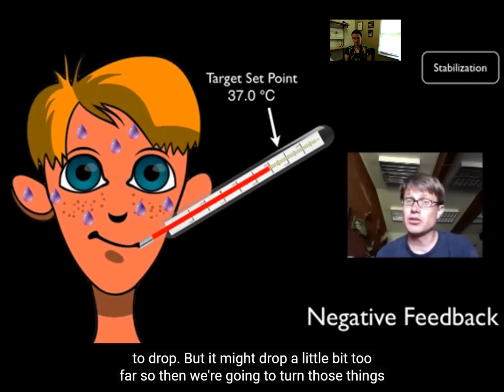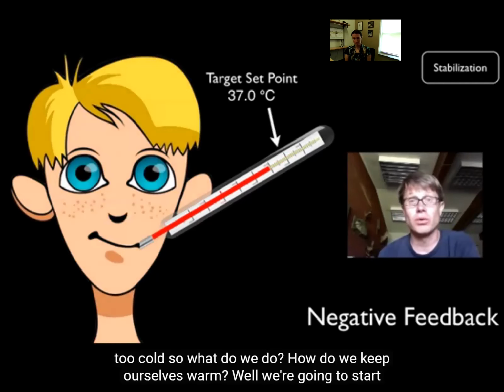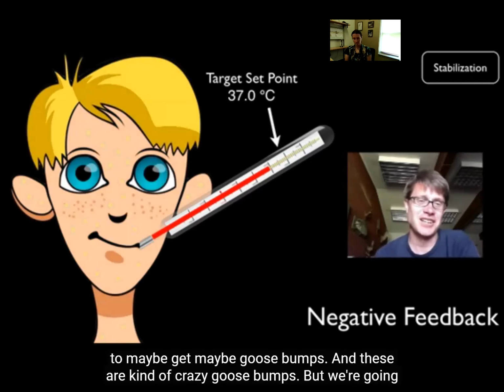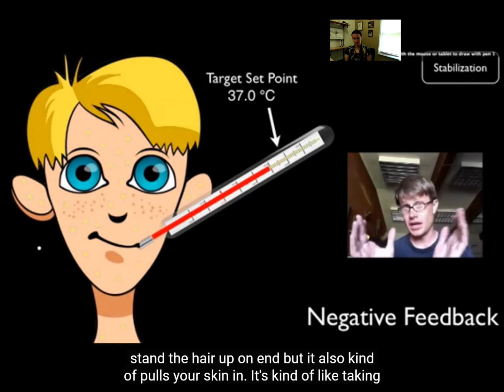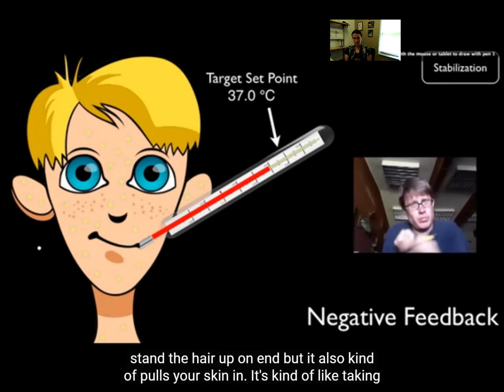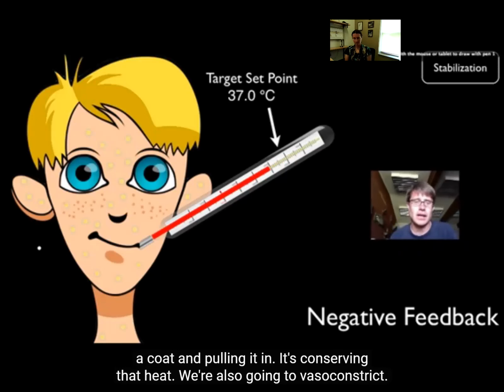But it might drop a little bit too far. So then we're going to turn those things off. We're going to quit sweating, and we're going to quit vasodilating. But now we're too cold. So what do we do? How do we keep ourselves warm? Well, we're going to start to maybe get goosebumps. And these are kind of crazy goosebumps. But we're going to get goosebumps right here. And what goosebumps do is, if we had hair, it'd actually stand the hair up on end. But it also kind of pulls your skin in. It's like taking a coat and kind of pulling it in, and it's conserving that heat.